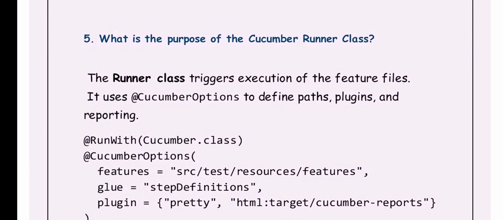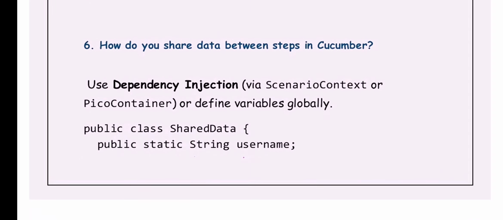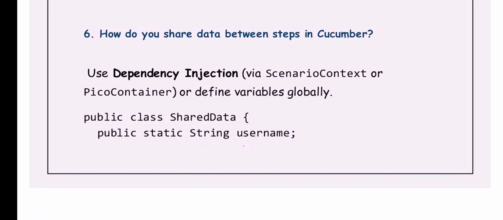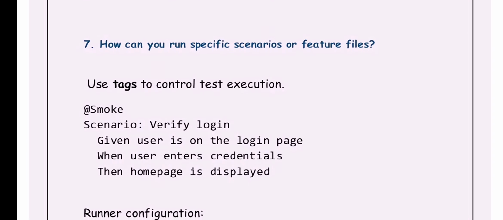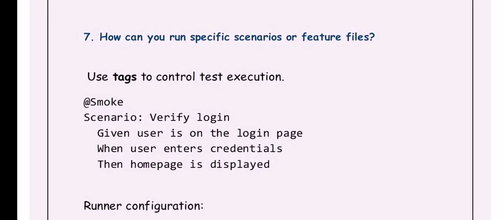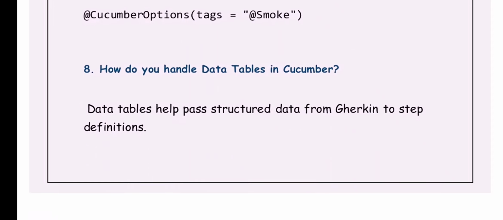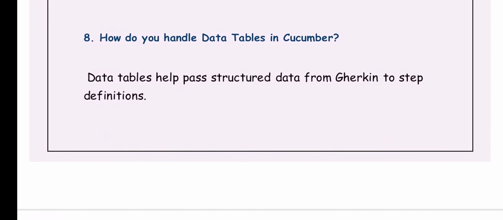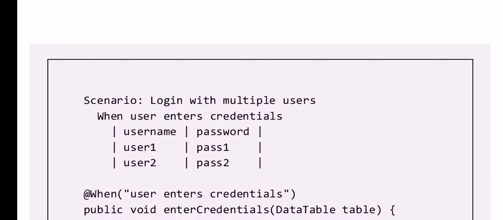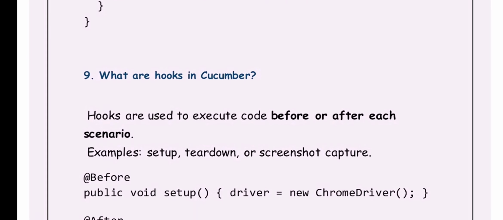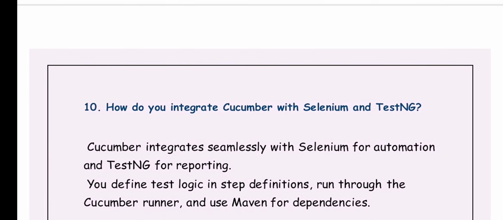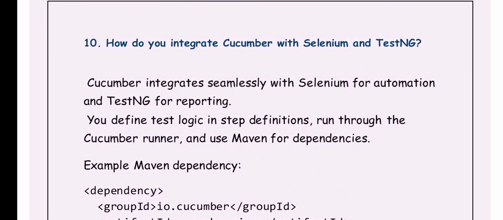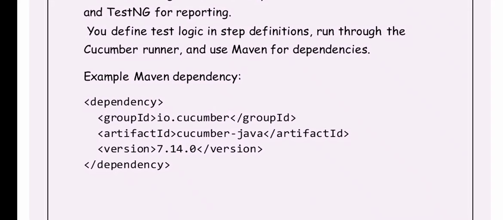What is the purpose of the Cucumber runner class? How do you share data between steps in Cucumber? How can you run specific scenarios or feature files? How do you handle data tables in Cucumber? What are hooks in Cucumber? How do you integrate Cucumber with Selenium and TestNG?